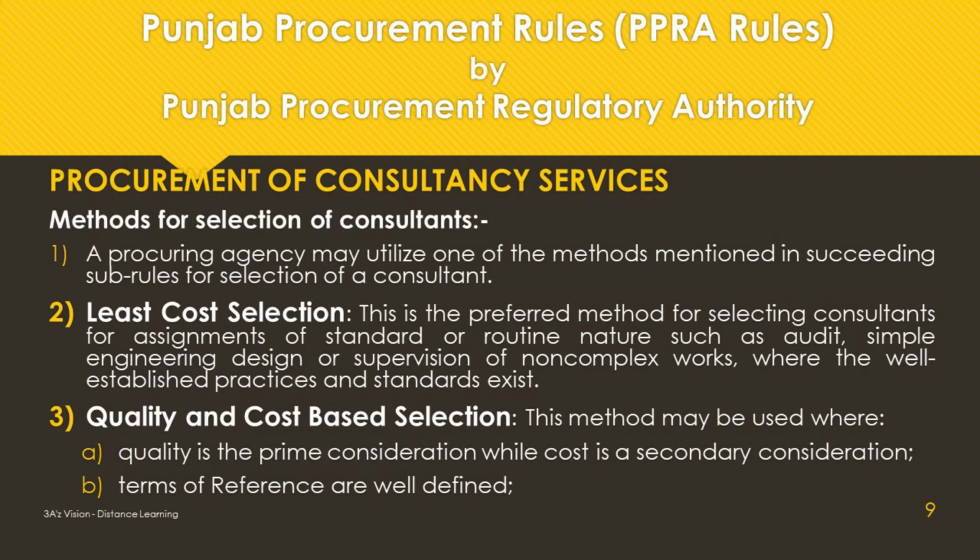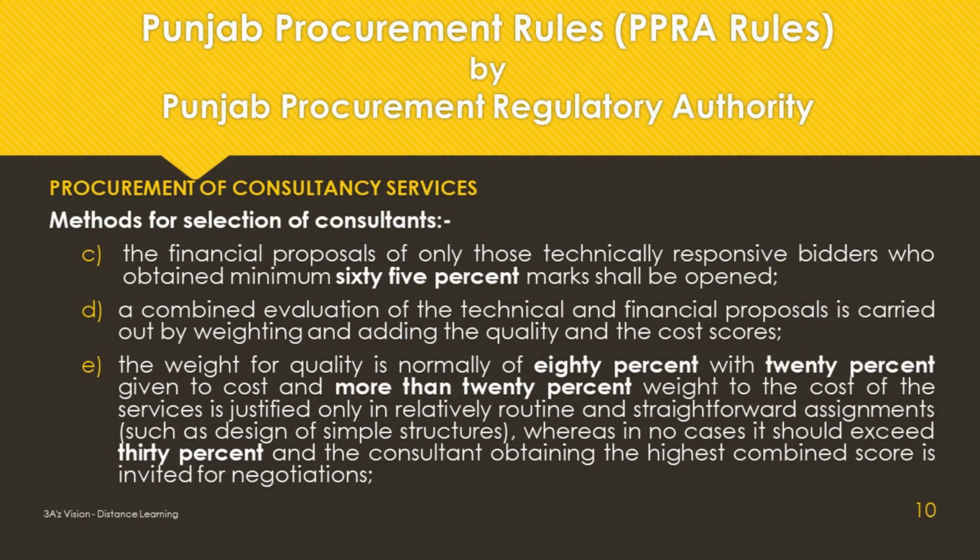Quality and cost-based selection. This method may be used where quality is the prime consideration while cost is a secondary consideration. Terms of reference are well defined. The financial proposals of only those technically responsive bidders who obtained minimum 65% marks shall be opened.